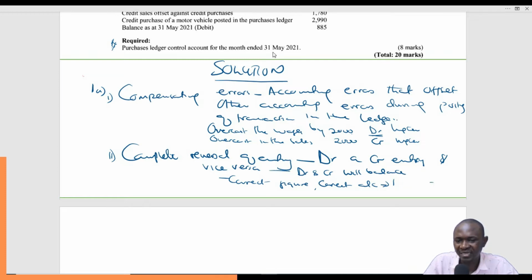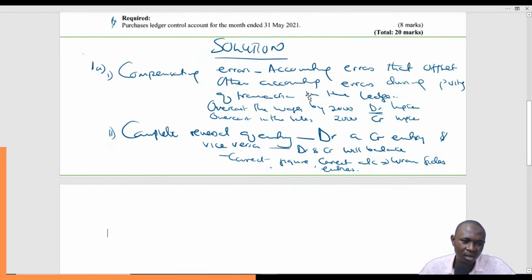So these are correct figures, correct entries in the correct accounts, but wrong sides. Instead of crediting, you debit. Instead of debiting, you credit. So at the end of the day, debit and credit are the same. We call that complete reversal of entry, and the trial balance is not in a position to detect that. What you're supposed to debit, you have credited. What you're supposed to credit, you have debited. So that is the complete reversal of entry.